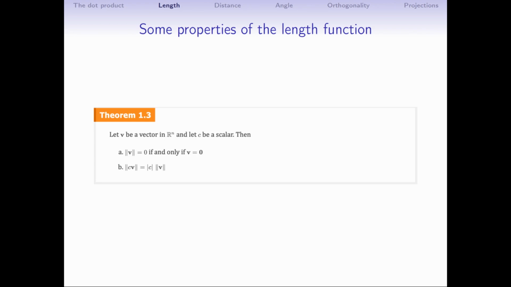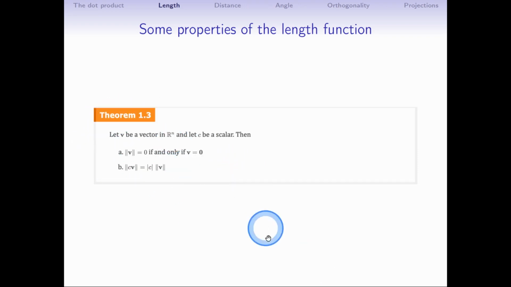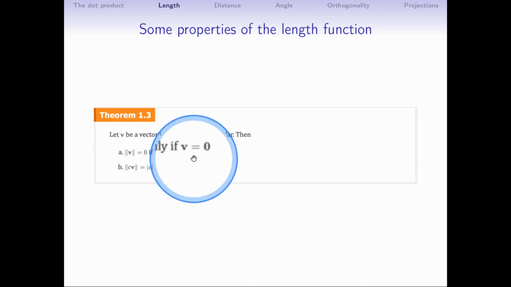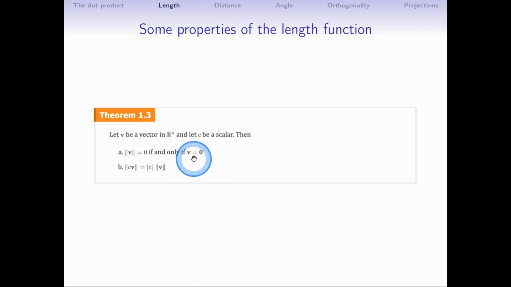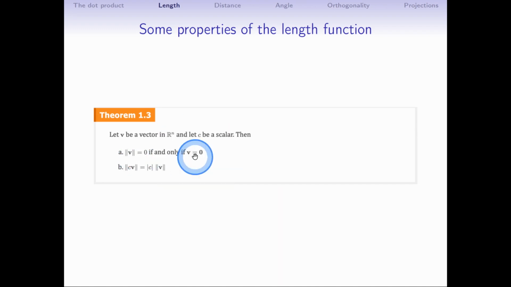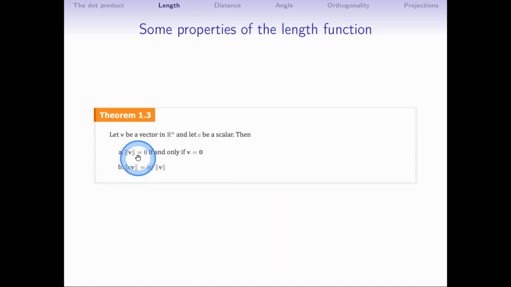Now let's take a look at some properties of the length function. There are two of them embodied in theorem 1.3. In this theorem, let v be a vector in Rn, and let c be a scalar. Property A says that the length of a vector is 0 if and only if v is the 0 vector. Now remember, there are two implications here, right? It says if we see that the length of a vector is 0, then that vector must be the 0 vector, and if we're looking at the 0 vector, then its length must be 0.